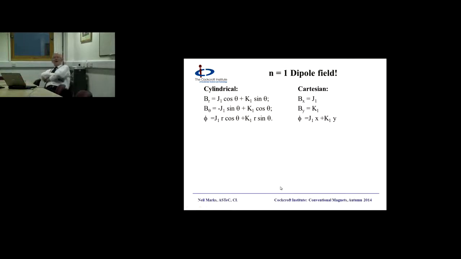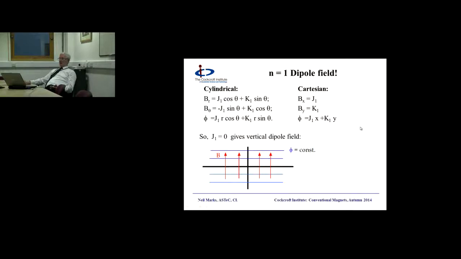So we start with, let's choose the n equals 1 field and decide what it is that it describes. And it's no surprise that it describes a dipole field. Here's the equations for Br and B theta, and we transfer these into Cartesian coordinates, and we say that Bx is equal to J1 and By equals K1. And these are therefore just the values of the flux density in the horizontal plane and in the vertical plane. And the total scalar potential is J1x plus K1y. And it's no great surprise that that's what it looks like.